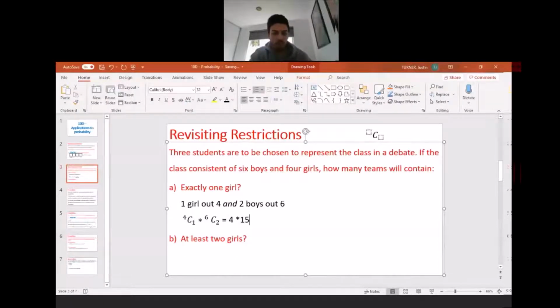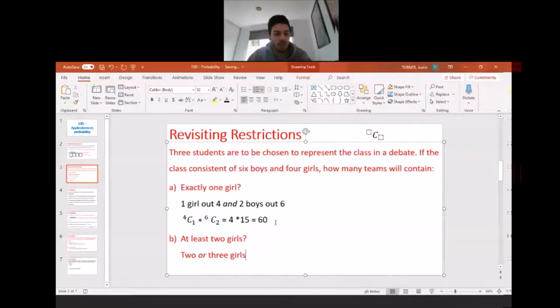And that gives us 15, which, yes, Laura's clearly quicker than me on a calculator. You're right, 4 times 15 is 60. So there are 60 different options. Right, now we're looking at at least 2 girls. So the trick with this one is you could be choosing 2 or 3 girls.